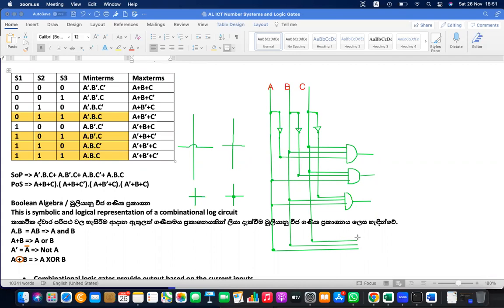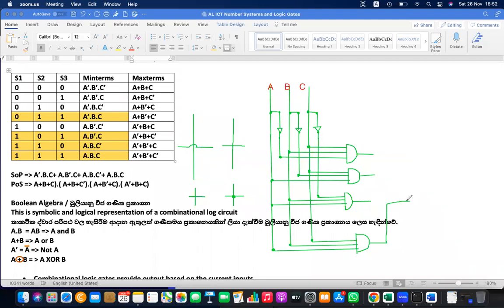This is for the first circuit, right? First circuit means a sum of product. You can create product of sum circuit also. This is sum of product circuit. Then you can create product of sum circuit also. Okay. So how you can link them?